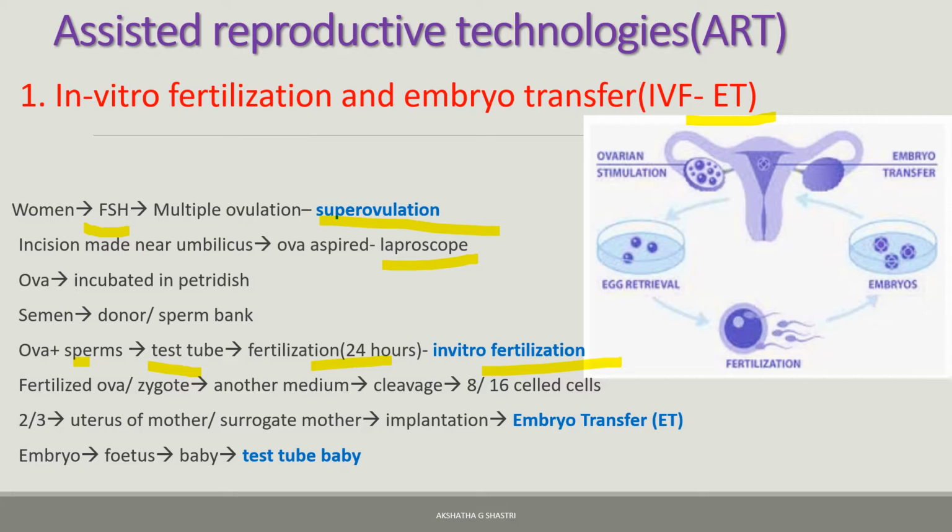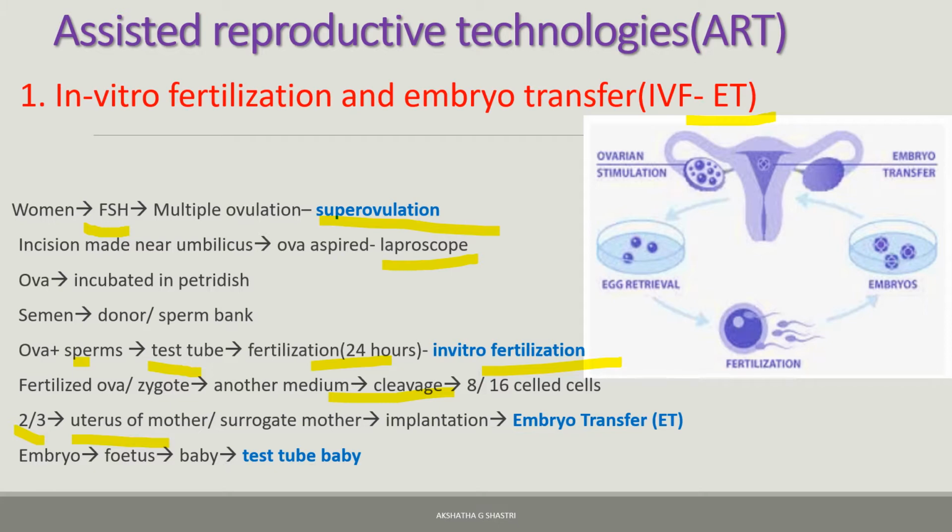The fertilized ova or zygote are then transferred into another suitable medium. In that medium, they undergo a process called cleavage, that is dividing. Then the cells start to divide and the fertilized ova reach the 8-celled or 16-celled stage. Out of these fertilized zygotes, about 2 to 3 healthy ones are selected and transported to the uterus of the mother.